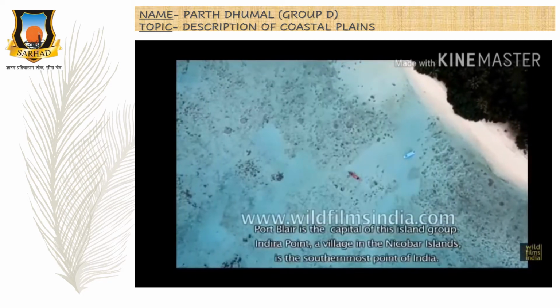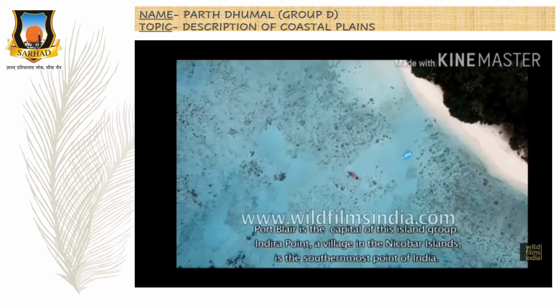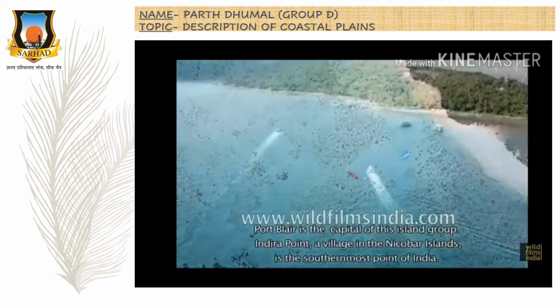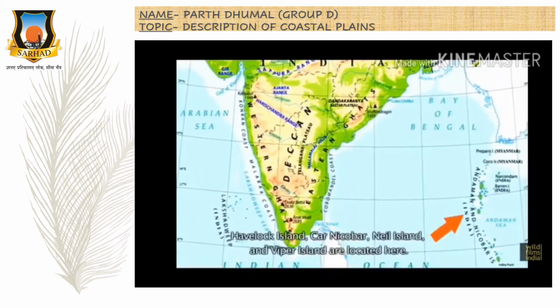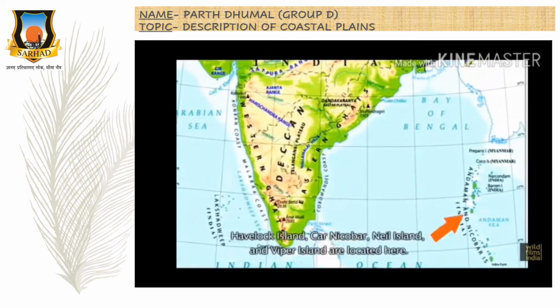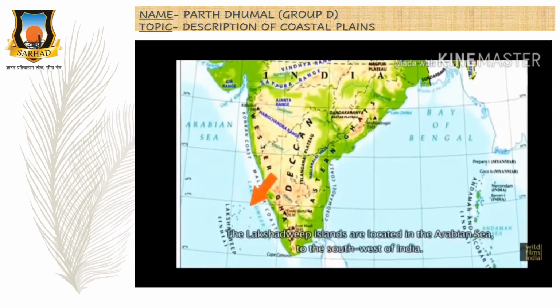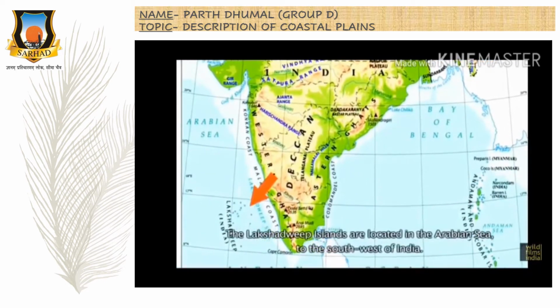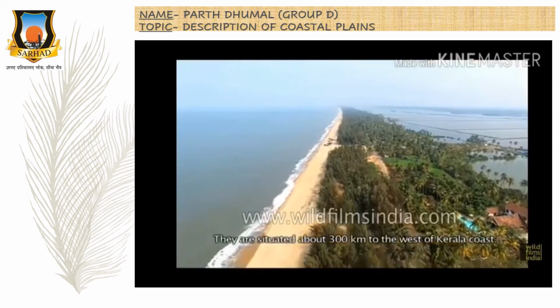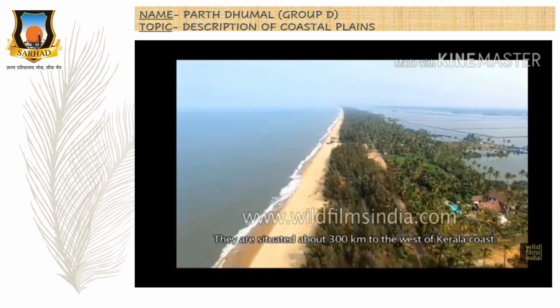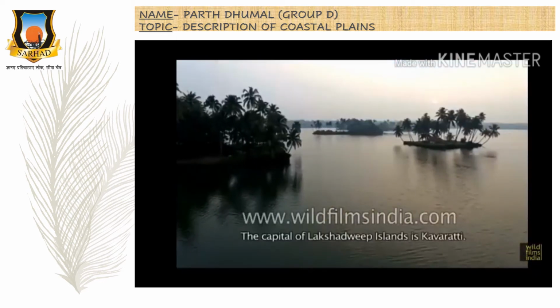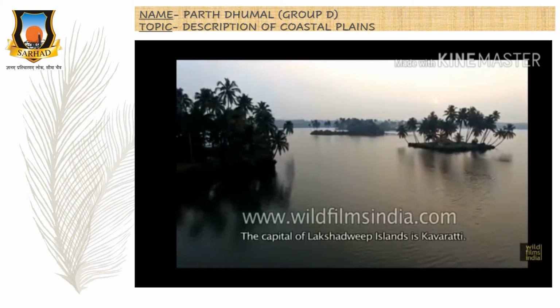Indira Point, a village in the Nicobar Islands, is the southernmost point of India. Havelock Island, Car Nicobar, Neil Island and Viper Island are located here. The Lakshadweep Islands are located in the Arabian Sea to the southwest of India. They are situated about 300 kilometers to the west of the Kerala coast. The capital of Lakshadweep Islands is Kavaratti.